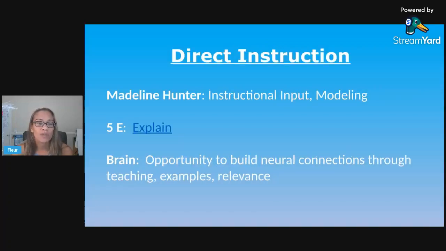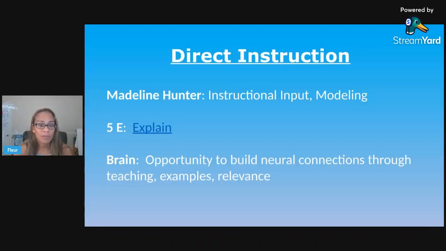Direct instruction. So this is when you're teaching, whether you are teaching in whole group, teaching in a small group, individualized instruction. This would be the direct instruction piece. So in Madeline Hunter, this would be the instructional input part or modeling. And in 5E, this is explain, which is that third step in the 5E lesson.